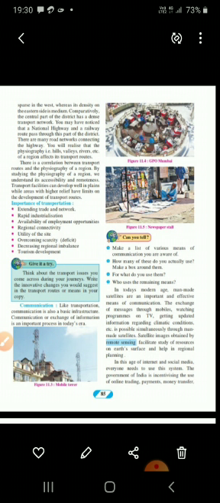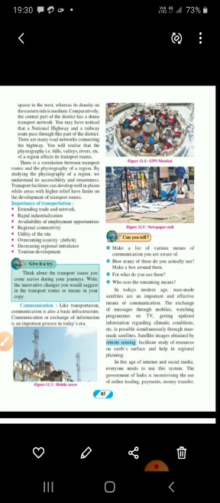See page number 85, we will see the paragraph. Like transportation, communication is also basic infrastructure. Communication or exchange of information is an important process in today's era. On the right side, you can see that in today's modern age, man-made satellites are important and effective means of communication.